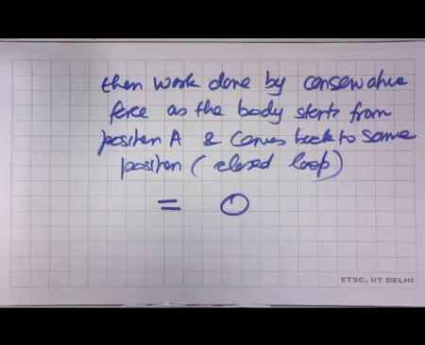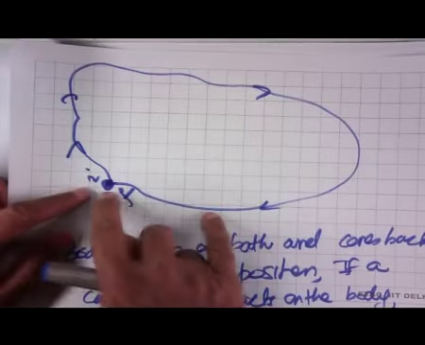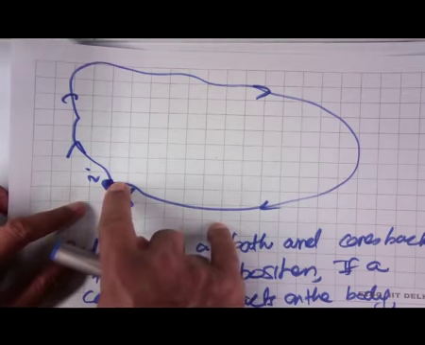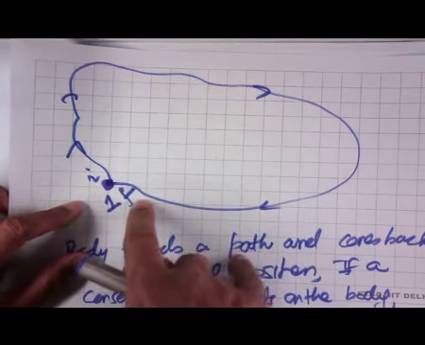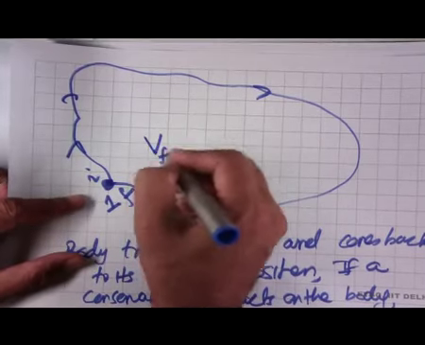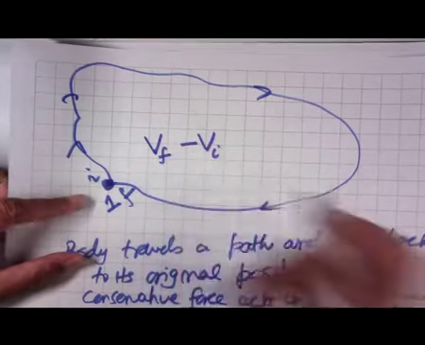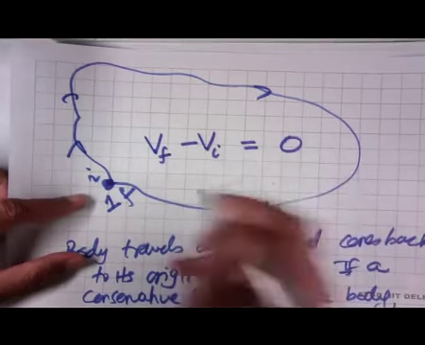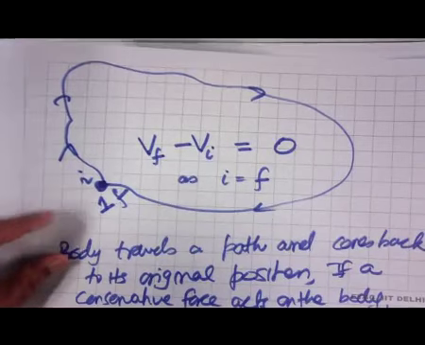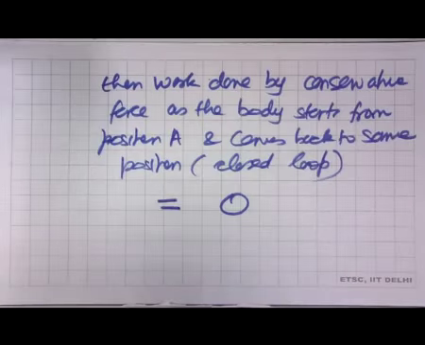will be equal to 0. Why? Because the work done can be written as change in potential energy, and potential energy is only a function of position. So Vf minus Vi, the potential energy at the final point minus the potential energy at the initial point, will be equal to 0, as position i is the same as position f. So, the work done by a conservative force when the body moves in a closed loop is equal to 0.